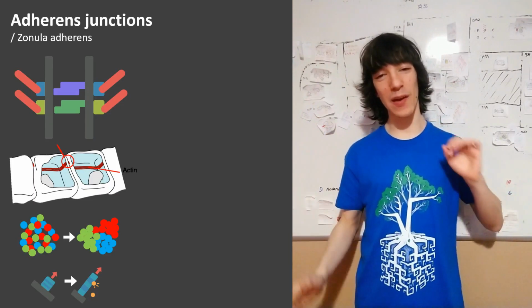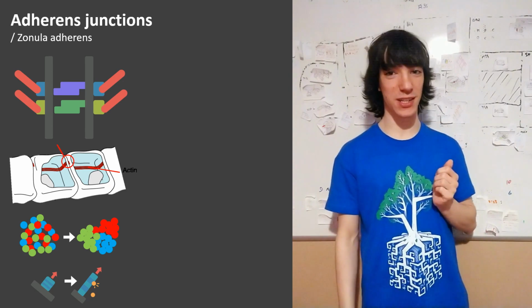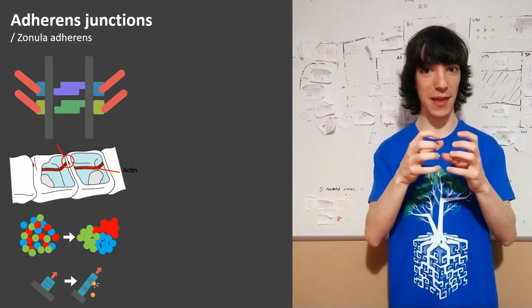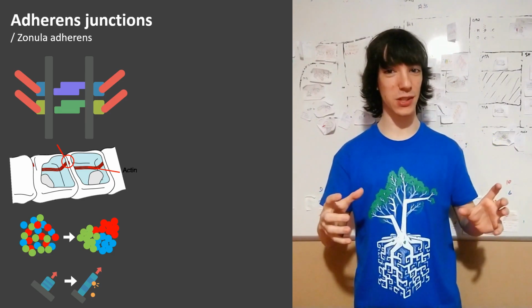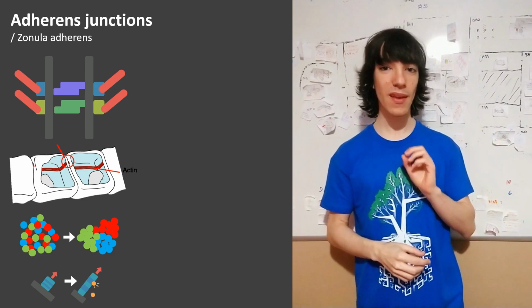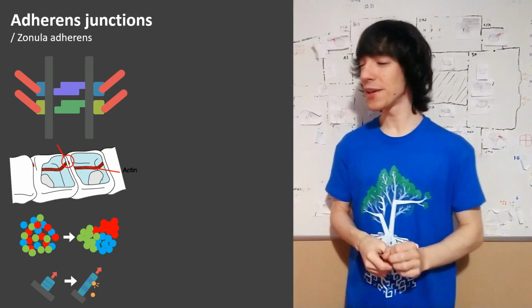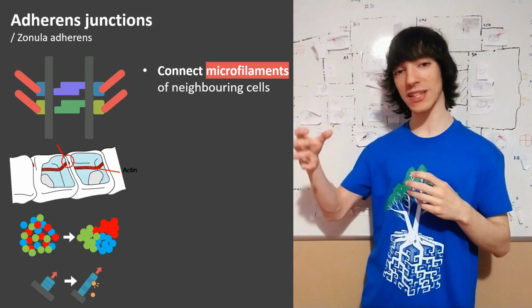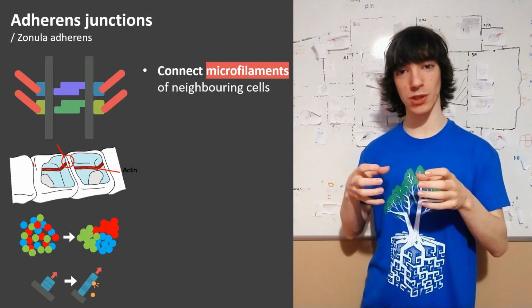Welcome to Video Learning. We are going to study adherens junctions. They are one of the kinds of protein complexes that bring cells together and keep them attached to one another in a tissue. They are really important. Basically, what they do is connect the actin microfilaments of one cell to those of its neighbors.